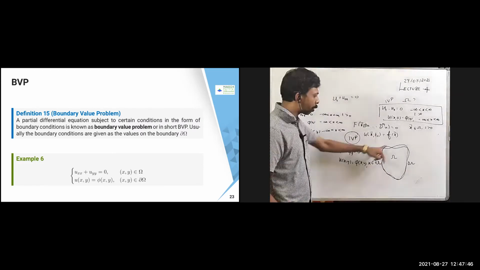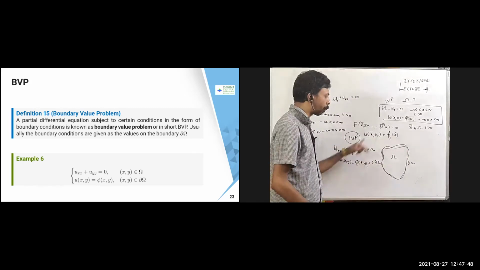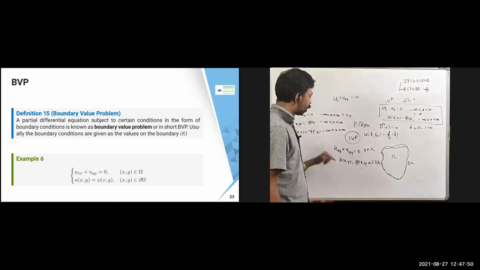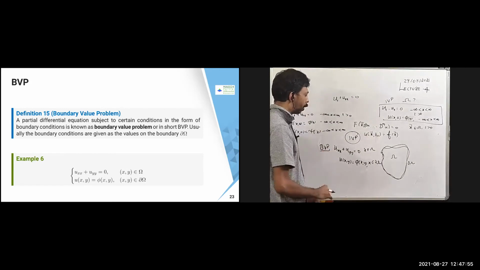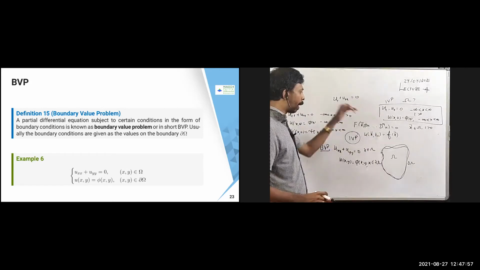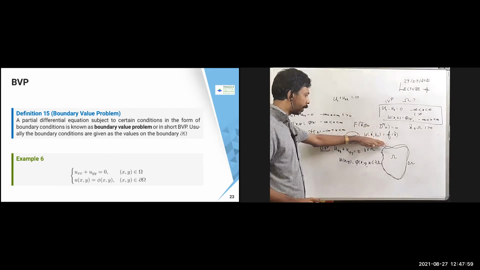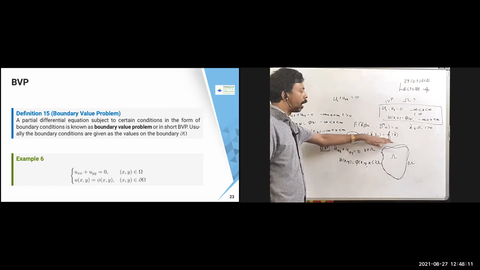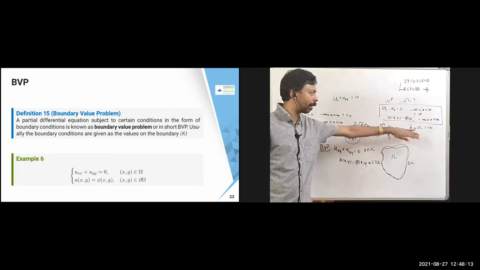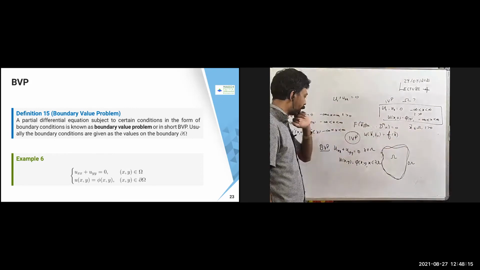That means I'm just prescribing some conditions on the boundary of the domain. In that case, it is called a boundary value problem, or BVP. If, apart from the partial differential equation, a condition is given with respect to time, an initial condition, then it is called an initial value problem. In physics problems they mostly treat it as time, but in mathematics it doesn't matter, because it is just another variable.